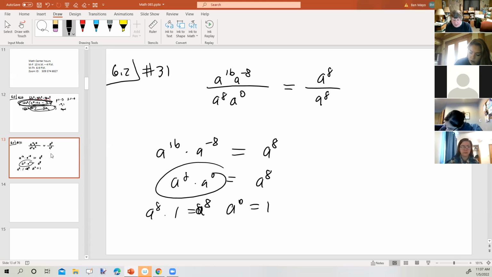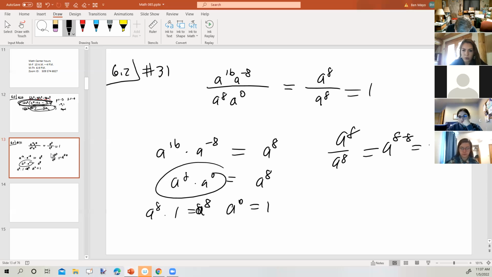All right, a to the 8th divided by a to the 8th. Well, we can look at this a couple of different ways. First of all, a number divided by itself, other than 0 divided by 0, is equal to 1, isn't it? Also, there's a rule that says if you're dividing two powers with the same base, you subtract the bottom exponent from the top exponent. So this would be a to the 8 minus 8, which is a to the 0, which again is 1. So however you want to look at it, your final answer would be just 1.